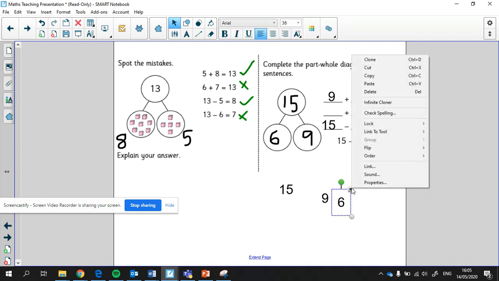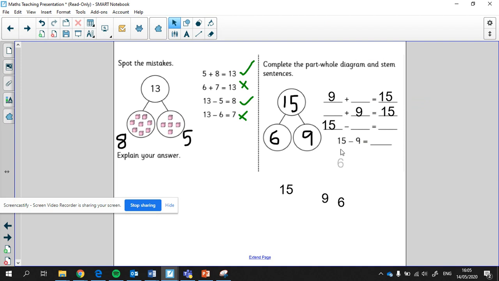And then for our 6, 6 and 9 is 15. And this one said 15 take away 9, so I'm going to have 15 take away 6 is equal to 9. So let's talk about, oh, there's just one number missing, isn't there? We'd need a 6 here. So let's just talk about what you're going to do.